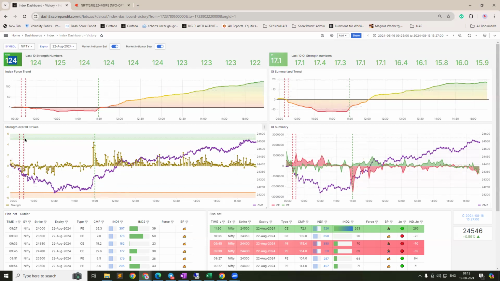Now, the important thing and the new feature we have launched is about these red lines and the green lines that you see.